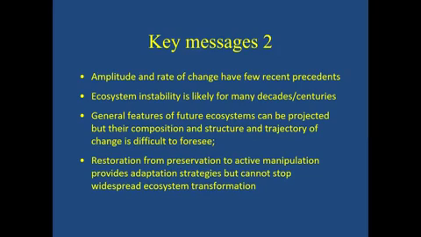Second set of key messages: the amplitude and the rate of change have few recent precedents. In other words, what we're going to see in the next decades and centuries has not really been seen for a very long time, thousands of years at least. Ecosystem instability is likely for many decades and centuries, and that's because forcing through changing climates will not stop for at least 1,000 years. General features of future ecosystems can be projected, but their composition, structure and trajectory of change are really difficult to foresee, and you'll see why that is as we go through the presentation.